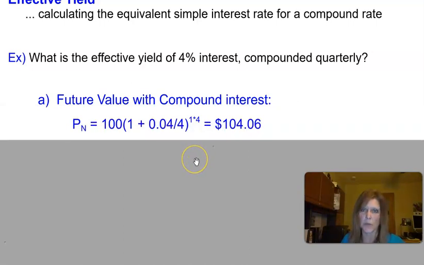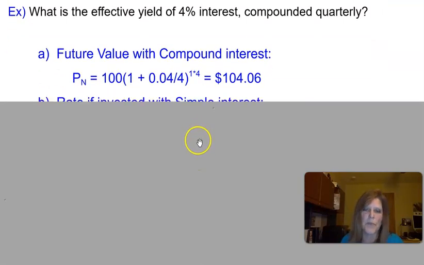Well, we're going to use our compound interest formula and say in 1 year, if I had $100 at 4% compounded quarterly, how much would I have? Turns out we'd have $104.06. So I got $4.06 interest because it was compounded. So it's not just $4, it's a little bit more than that because of the compounding.